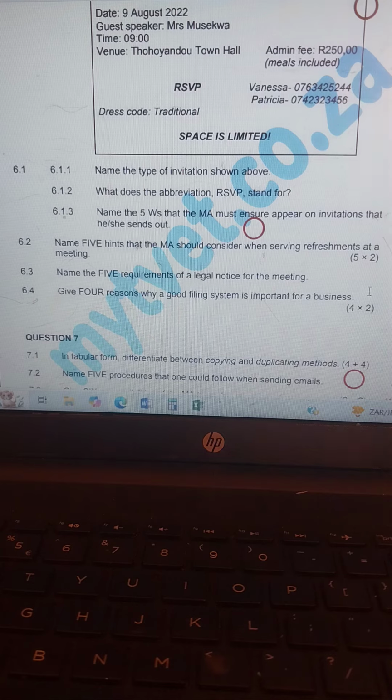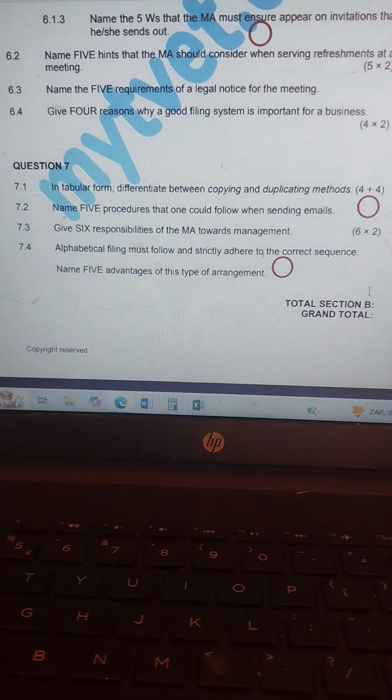Then 6.2, name 5 things that the management assistant should consider when serving refreshments at a meeting. Okay, number 1, small refreshments should be presented in a tasteful way. 2, ask the visitor's preference regarding pouring milk or tea in the cup first. 3, coffee and tea is usually served at a side table during a cocktail or a breakfast. 4, special cups are used to serve tea or coffee.